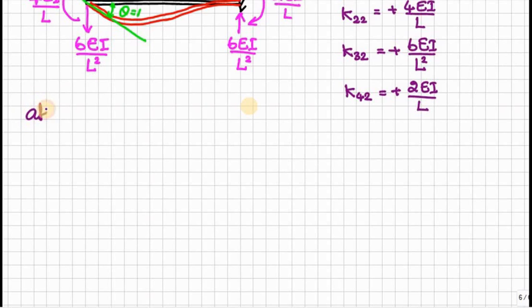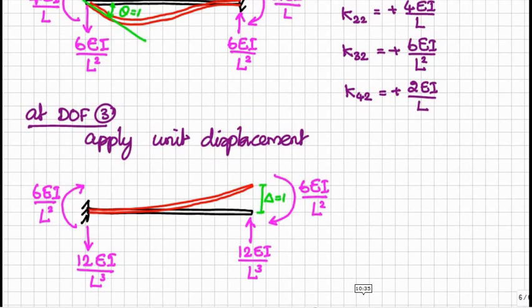Next we will apply unit displacement at degree of freedom 3. So this is the scenario for the application of unit displacement along degree of freedom 3. For that we have to apply force 12EI/L³. Because of this application of 12EI/L³, moment is introduced at both sides. So this is due to the equilibrium condition. At the fixed support or fixed end, we have reactions in opposite sides.